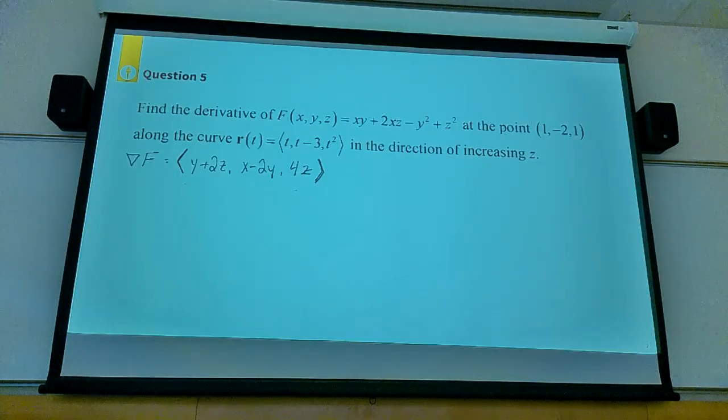Does everyone agree? Re-examine your third component. Oh, 2x plus 2z. Go.